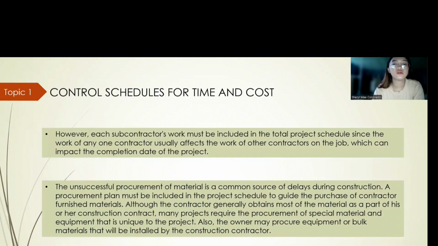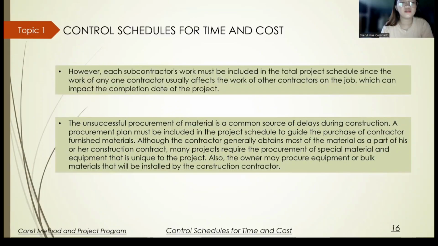Although the contractor generally obtains most of the material as a part of his or her construction contract, many projects require the procurement of special materials and equipment that is unique to the project. Also, the owner may procure equipment or bulk materials that will be installed by the construction contractor. The project schedule should identify and sequence all the activities that can impact the delivery of special equipment and material.